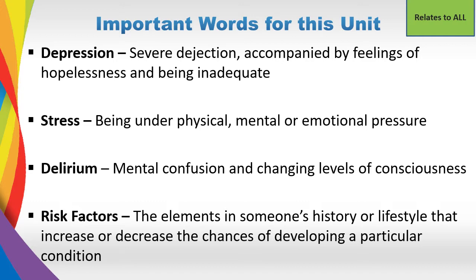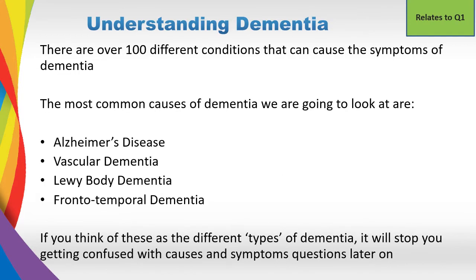So, this relates to question 1, but it's more of an overview to begin with. So understanding dementia. A bit of an introduction really. There are over 100 different conditions that can cause symptoms of dementia. The most common ones that we're going to look at are Alzheimer's disease, vascular dementia, Lewy body dementia, and frontotemporal dementia. Now, the way this is written is they are causes of dementia.